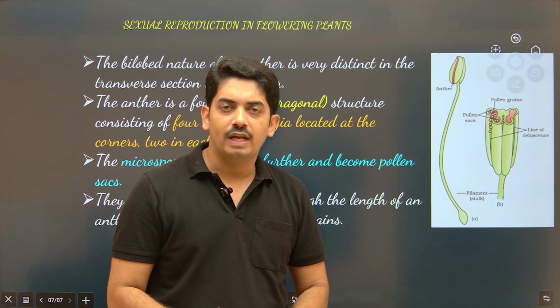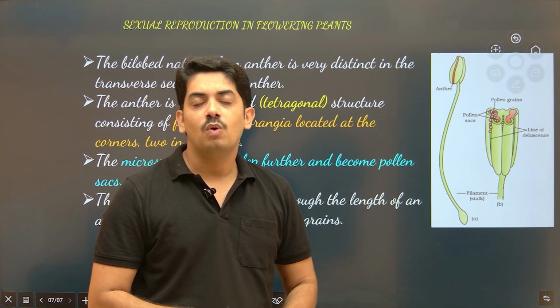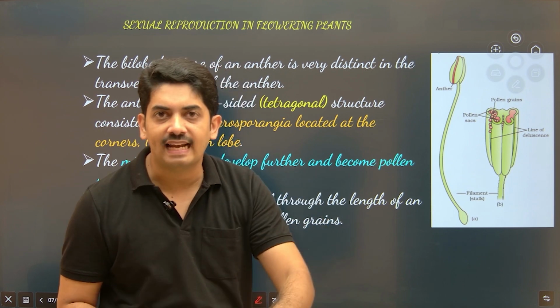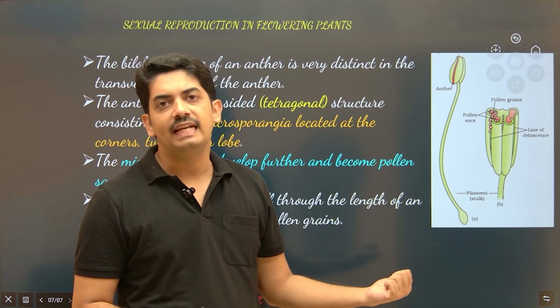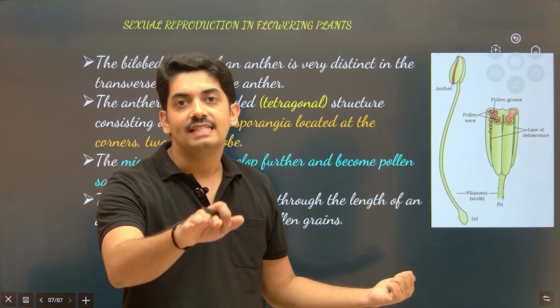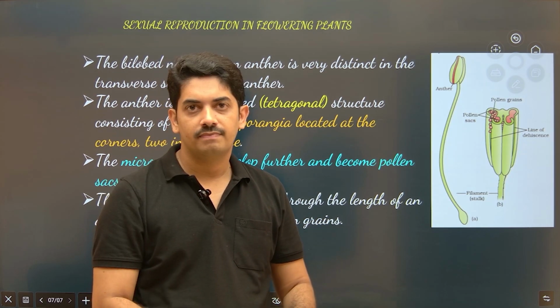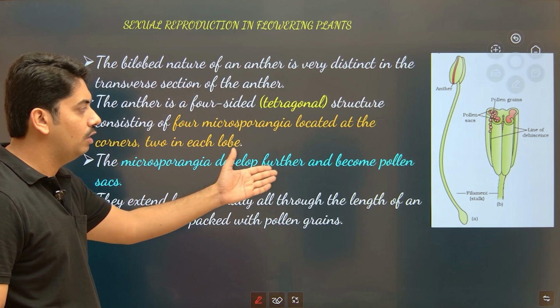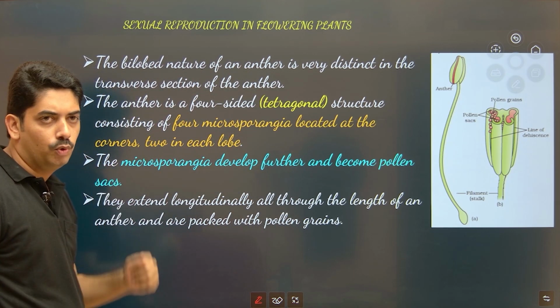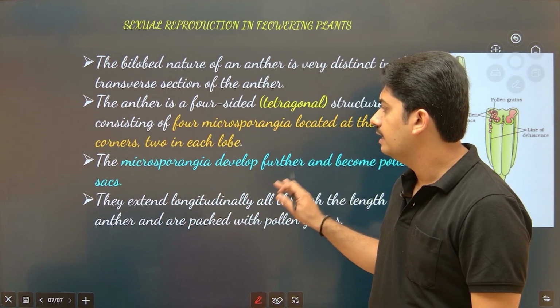Now this microsporangium matures and develops into pollen sacs. Now why the term pollen sac? Because inside that, pollen grains are produced. How they are produced, that we will study in detail in microsporogenesis. Genesis is something related to formation. Clear? Now the microsporangia develop further and become the pollen sac. There is a reason to give this statement in a different color.